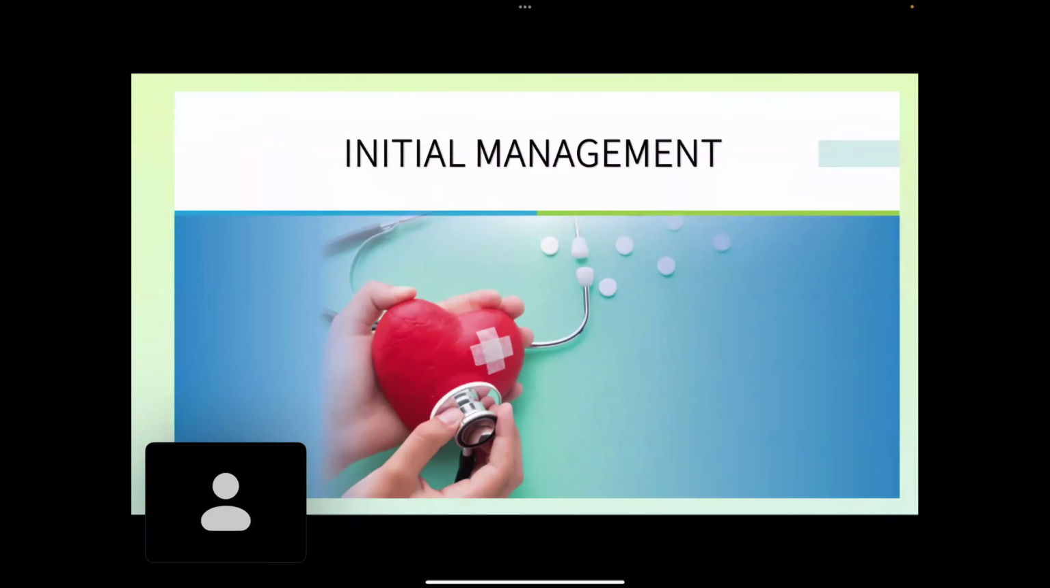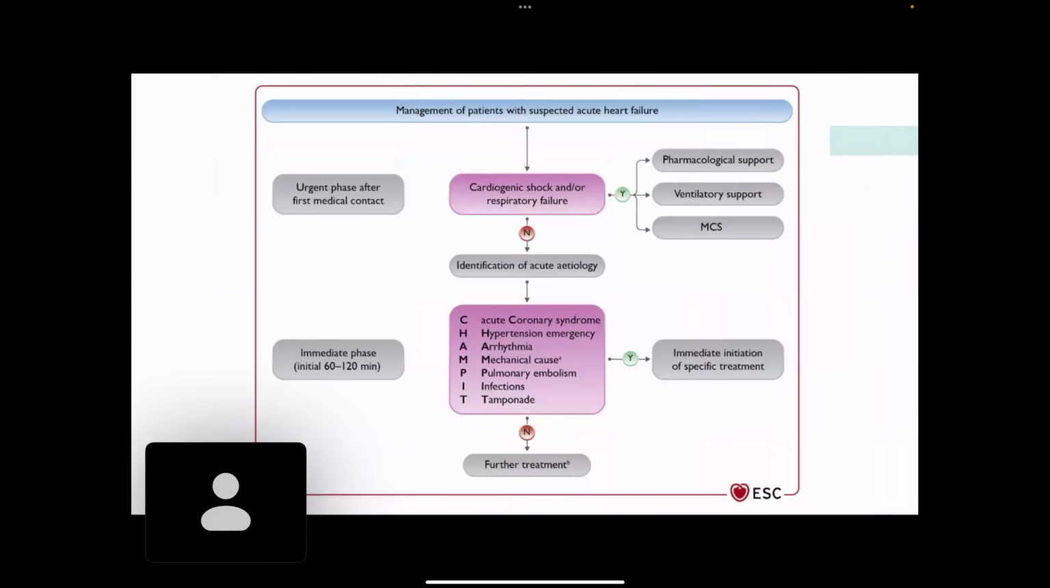Now that you've established the diagnosis of heart failure, the second step is to look for the precipitating cause. Before you look into the precipitating cause, you have to rule out 2 important things. That is cardiogenic shock and respiratory failure. If you think the patient is in cardiogenic shock, you have to start him on inotropes immediately, or you have to put him on mechanical circulatory support. If the patient is in respiratory failure, think about intubating the patient and putting him on ventilatory support. If the patient is not having cardiogenic shock or respiratory failure, then start to look for the precipitating cause. So that is to look for what is the reason why the patient became unstable. Why is he having heart failure?